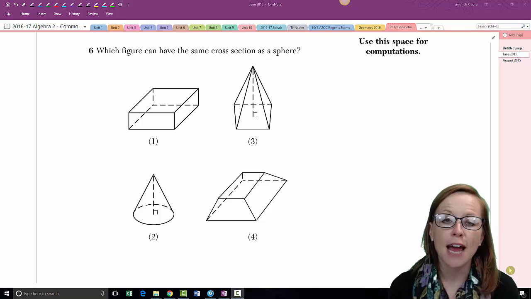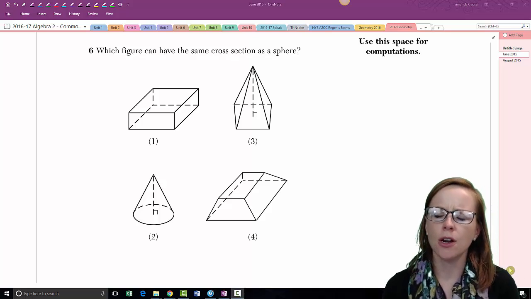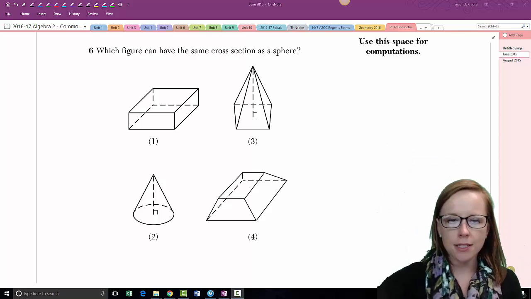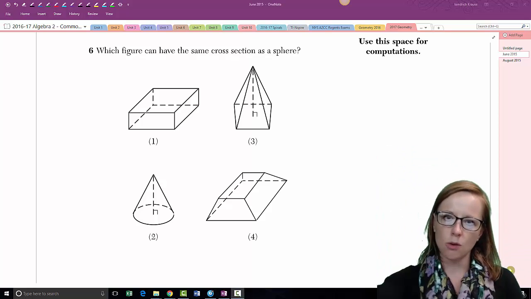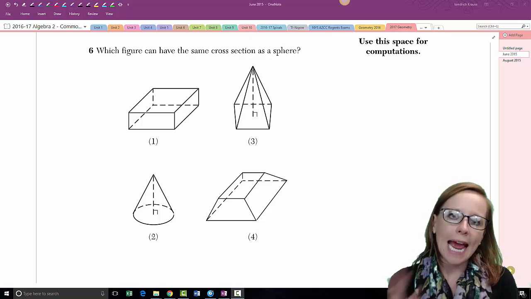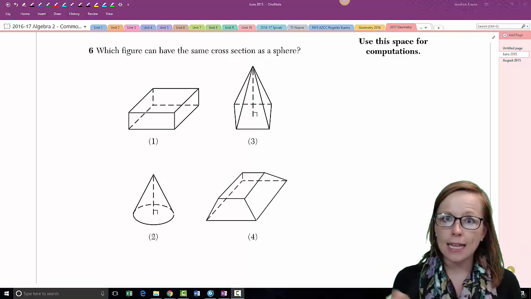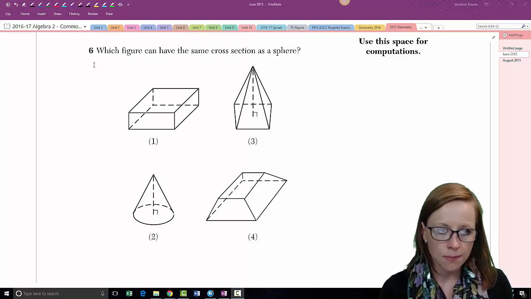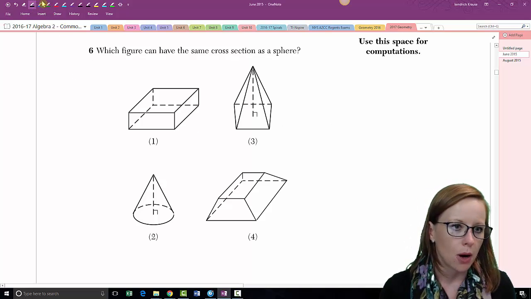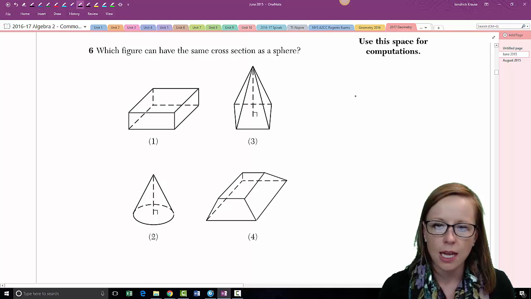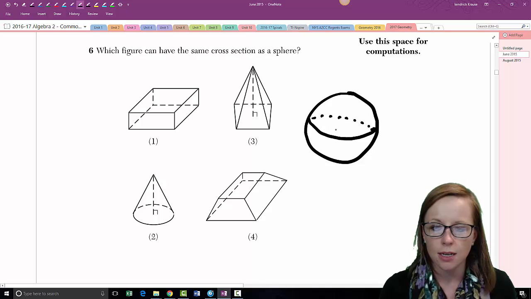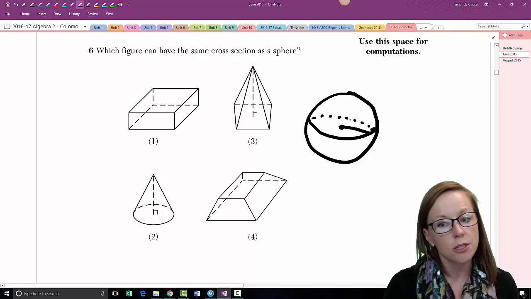Okay, so which figure can have the same cross section as a sphere? A cross section is literally like cutting it. So if I cut something vertically or horizontally or diagonally, in any of these scenarios, will I get anything that's circular? So a sphere obviously is a circle, or well, like a ball, so a circular base really. I'm going to draw you a sphere over here. I'm going to make a circle and then a Santa belt and then a dotted, and then the center and radius. So there's my sphere.